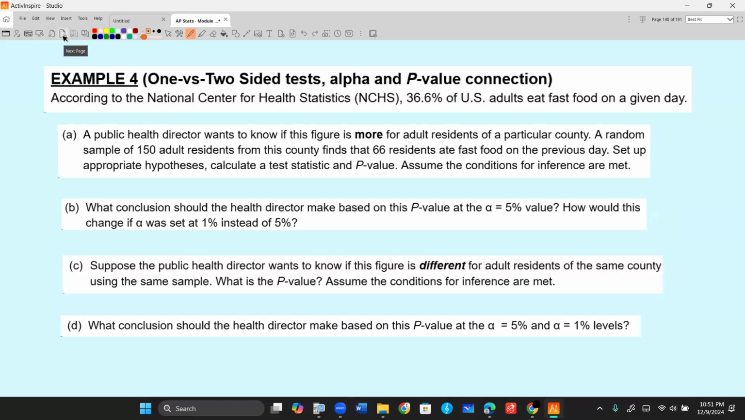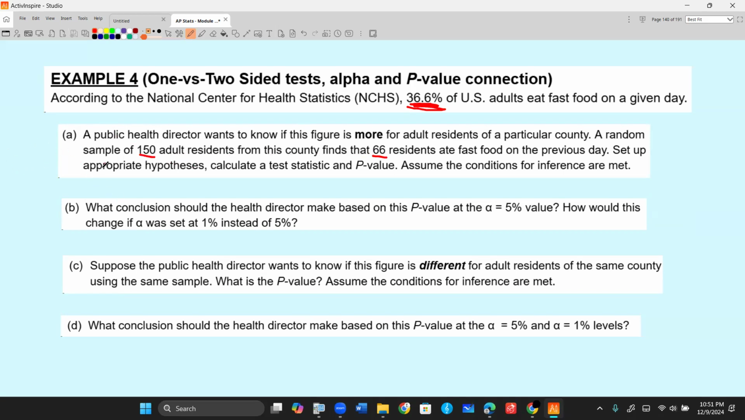So let's look at example 4. According to the National Center for Health Statistics, 36.6% of U.S. adults eat fast food on a given day. That's going to be your null right there. That's what we're given here. Part A, a public health director wants to know if this figure is more for adult residents of a particular county. A random sample of 150 adult residents from this county finds that 66 residents ate fast food on a previous day. So 66 out of 150.